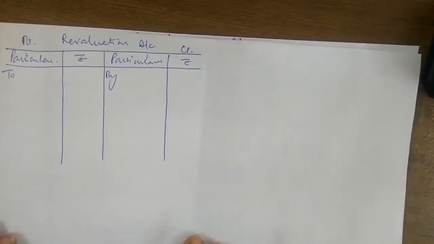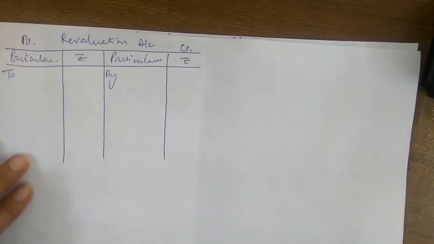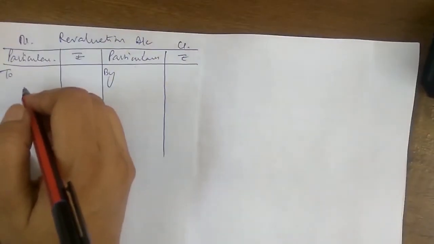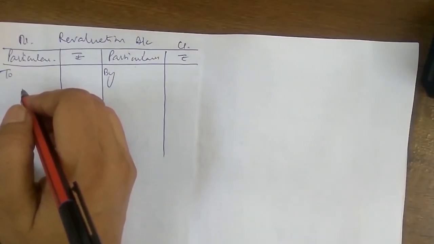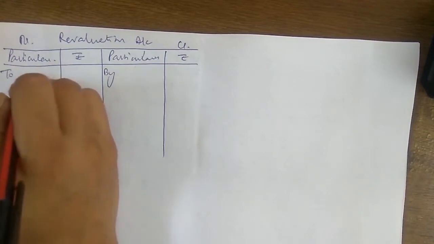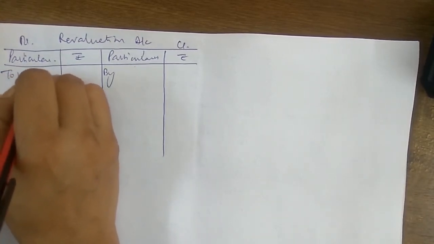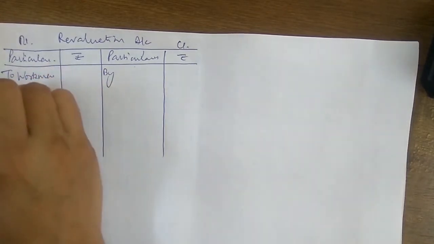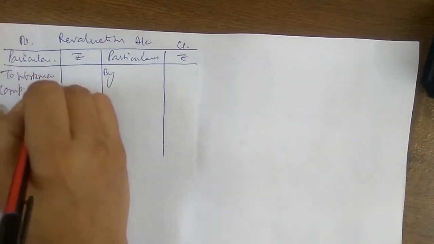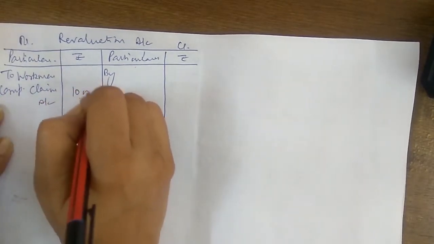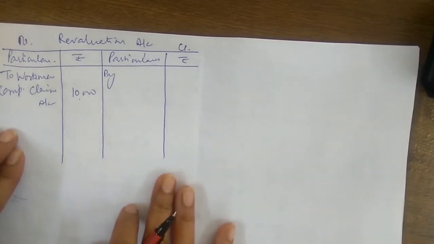So that way we have given only one item, that is about the workman compensation reserve and workman compensation claim. Workman compensation reserve is given 60,000 and workman compensation claim is 70,000. So that means claim is increased by 10,000. So we will write here workman compensation claim account, increase of liability, 10,000. और कुछ नहीं है हमारे पास रिवैल्यूएशन अकाउंट में डालने के लिए.